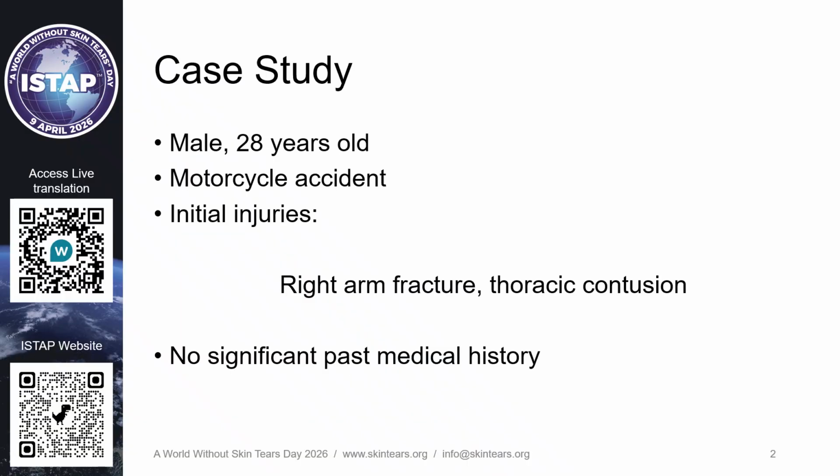The present case concerned a 28-year-old young man who sustained a motorcycle accident due to excessive speed. He lost control of the vehicle, fell, and the motorcycle landed on top of him. His initial injuries include a fracture of the right arm and a thoracic contusion, without evidence of flail chest. This young man has no significant past medical history.